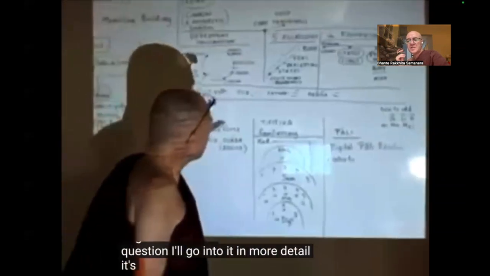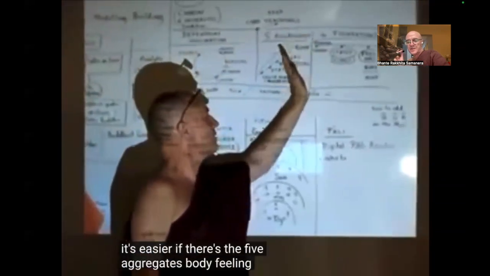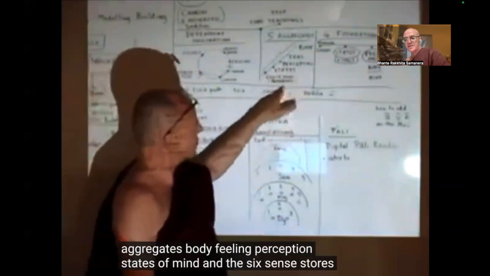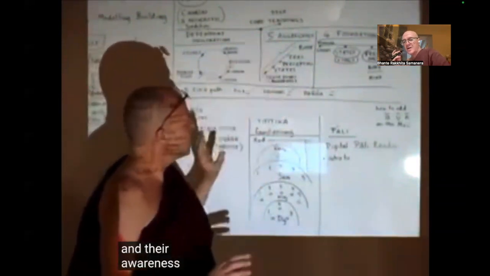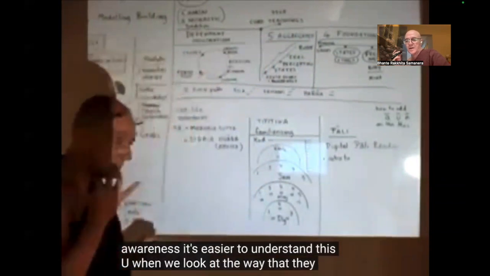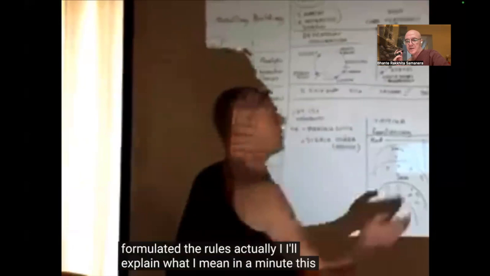I'm going to go into it in more detail. It's easier with the five aggregates: body, feeling, perception, states of mind, and the six sense doors and their awareness. It's easier to understand this when we look at the way the rules are actually formulated. I'll explain what I mean in a minute.